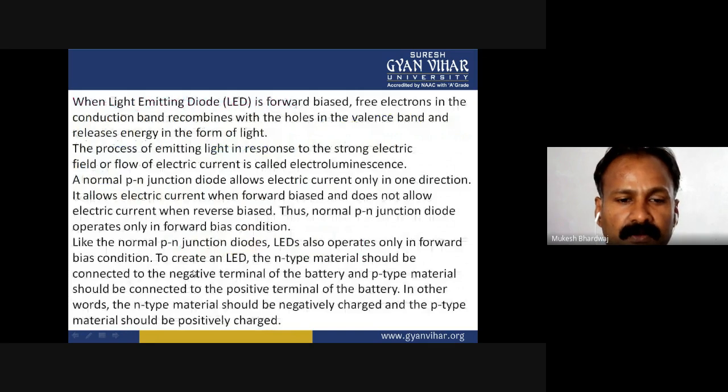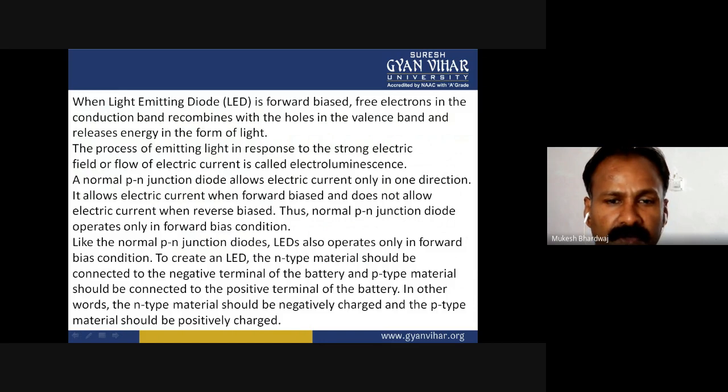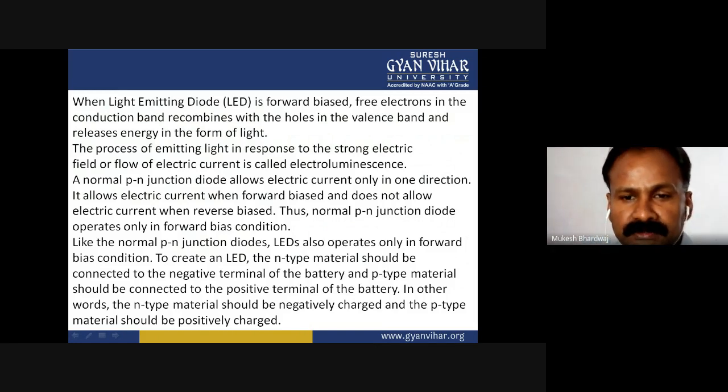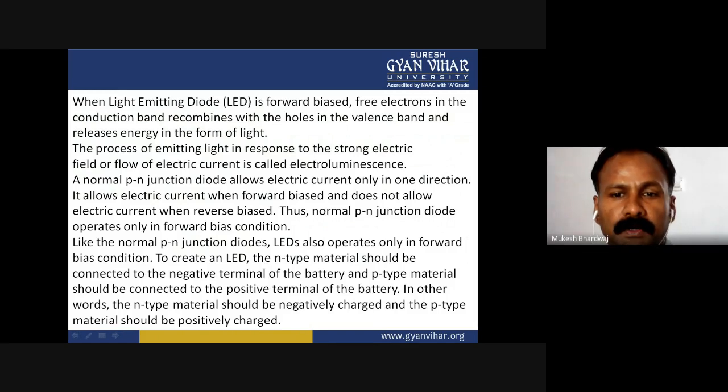When a light emitting diode is forward biased, the free electrons in the conduction band recombine with the holes in the valence band and release energy in the form of light. So the internal physics is that when free electrons in the conduction band recombine with the holes in the valence band, they release the energy in the form of a photon or light. The process of emitting light in response to a strong electric field or flow of electric current is called electroluminescence.